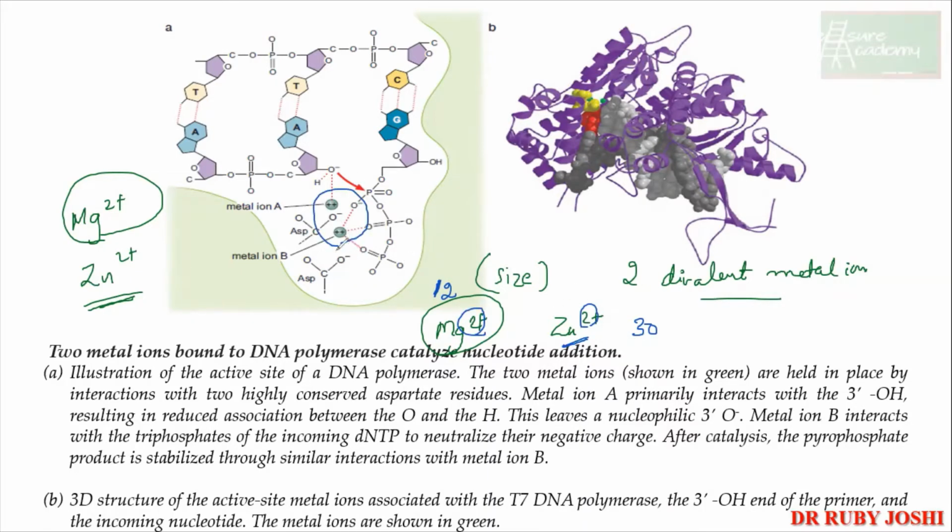So if that much size is taking over here, what will happen? And that too we need two over here. So just imagine the scenario where the zinc is occupying the maximum space. Here it is 12, here it is 30. It is more than double the size, right? So it is going to occupy maximum space, because of which the alignment of your triphosphate and the attack of 3-OH on the alpha phosphate won't be in the proper alignment.